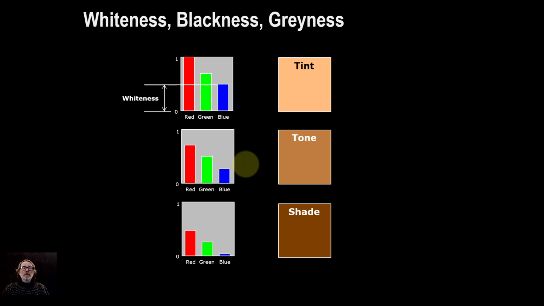And also, you get whiteness. So the lowest value here, this determines white. And this is important if you're thinking like an artist, because artists, to make a tint, will take a colour and add white to it. Likewise, you'll add black to make a shade.